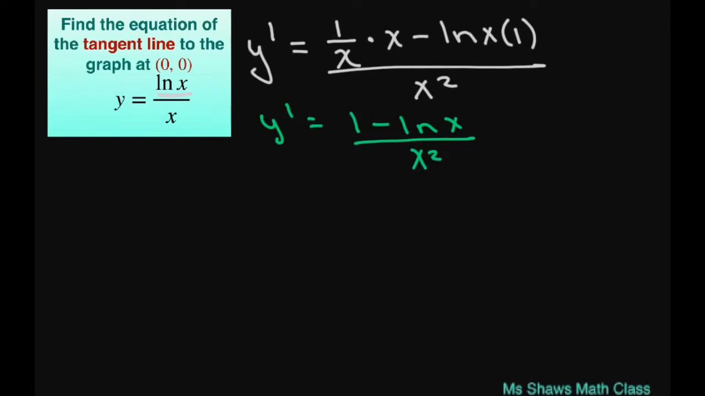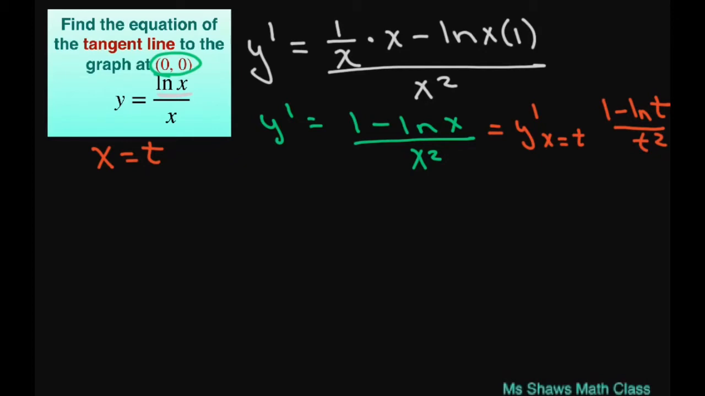Now the problem is here we have this (0, 0), and it doesn't work in here. So we're going to use some substitution and let the slope of the tangent line at x equals t. So we write this as y prime at x equals t, and that's going to equal 1 minus ln of t divided by t squared. Doing that, at least we can find the equation of the tangent line.